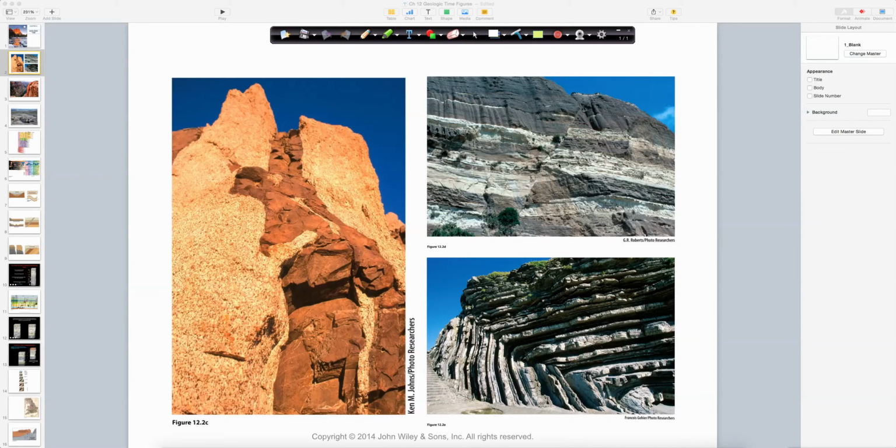Same thing here. Here's a fault running through this system. All these rocks that are present and that have been moved by this fault are younger than the fault. Otherwise, they wouldn't have been moved by the fault. And here's a fold. So once again, these rocks had to be present in order to be deformed by the folding.